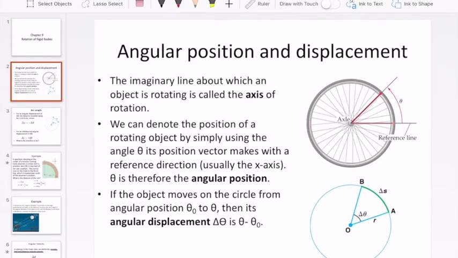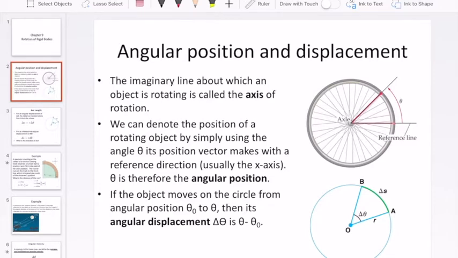Alright, so now the first thing that we're going to discuss when we talk about rotation is the concept of the axis of rotation. So the axis is exactly what you think it is. It is an imaginary line about which the whole system is rotating. For example, if you have a bicycle wheel like in this picture here, the axis of rotation would be an imaginary line which passes through the center of the wheel and is perpendicular to the wheel. If you have a globe that's rotating, then the axis would be an imaginary line that passes through the north and the south poles. So the axis is nothing but an imaginary line about which the system rotates.